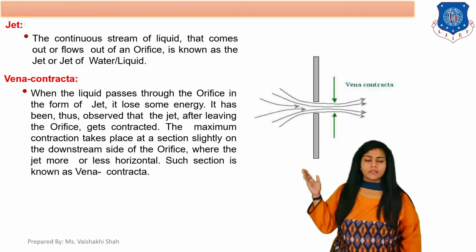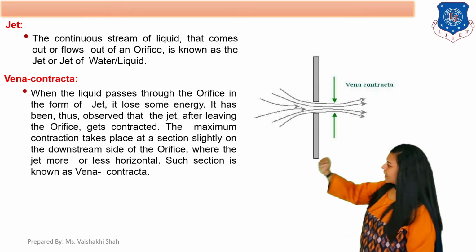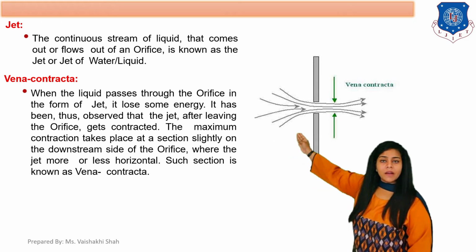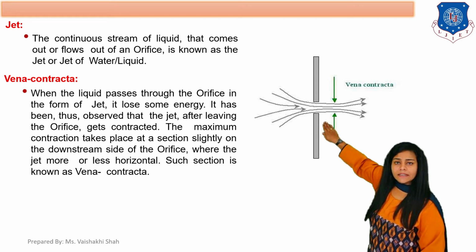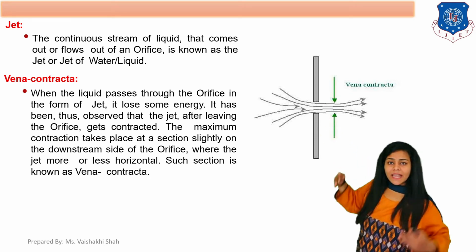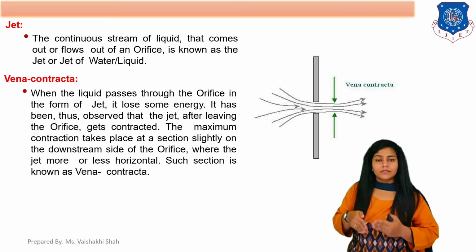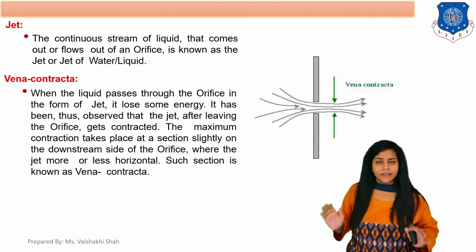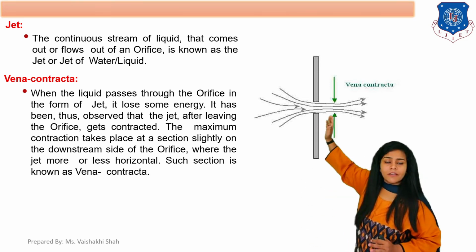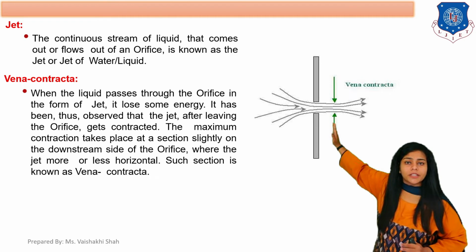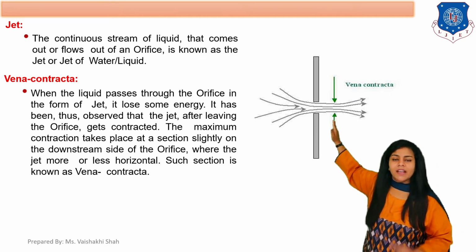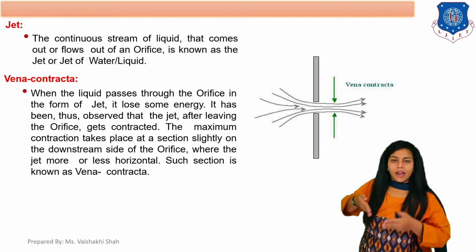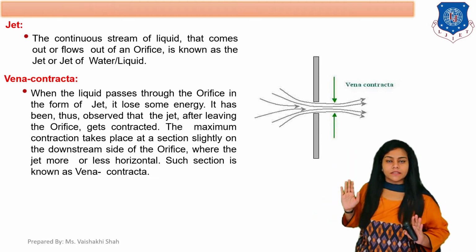Okay. So this is the diagram for vena contracta. Here the liquid is coming out from the orifice. At this point it suddenly gets contracted, losing energy. So this section where the maximum contraction occurs is called vena contracta. After vena contracta, the liquid again expands.